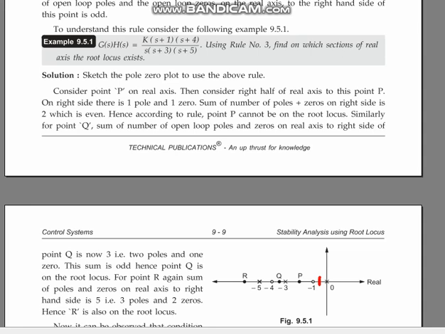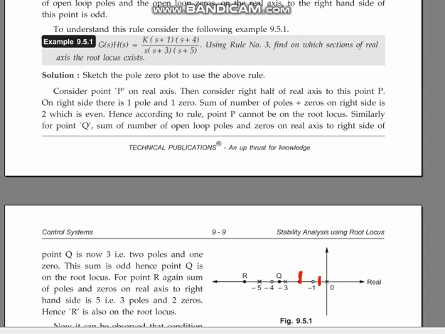Understood? Now between minus 1 and minus 3, there is a zero and a pole. Mark one more point, call it P. Now check the right hand side of this point: how many poles or zeros are there? One zero and one pole, so together it is 2. So it is an even number. So the section between minus 1 and minus 3 is not a root locus branch.